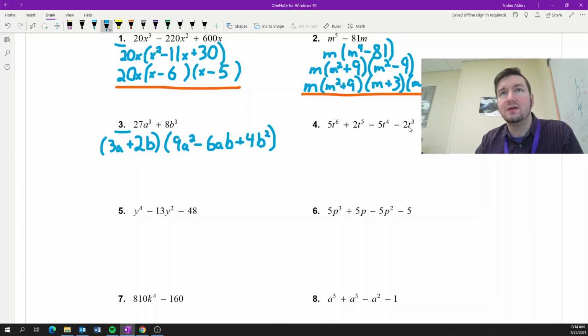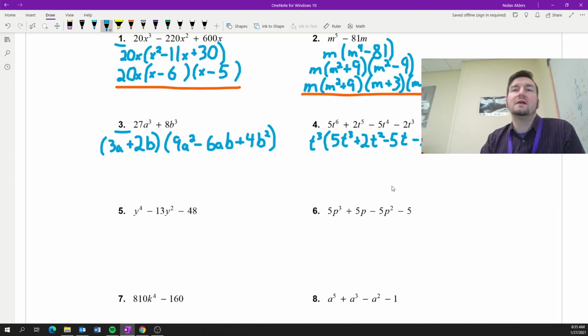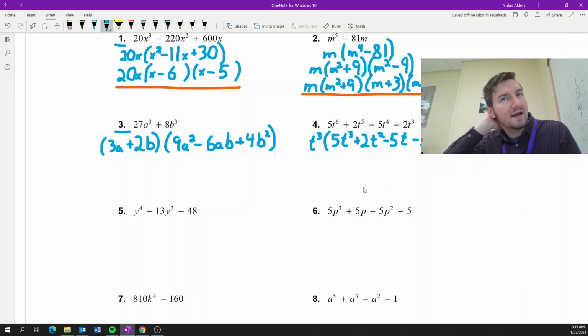So we can pull out a t cubed out of each one of these. So let's go ahead and do that. So t cubed, so we'll have 5t cubed plus 2t squared minus 5t minus 2. Now what I'm seeing here is that we have a 5 plus 2 and then a negative 5 minus 2. So what I'm seeing is that we can kind of rearrange these. We can group them to give us what we want.